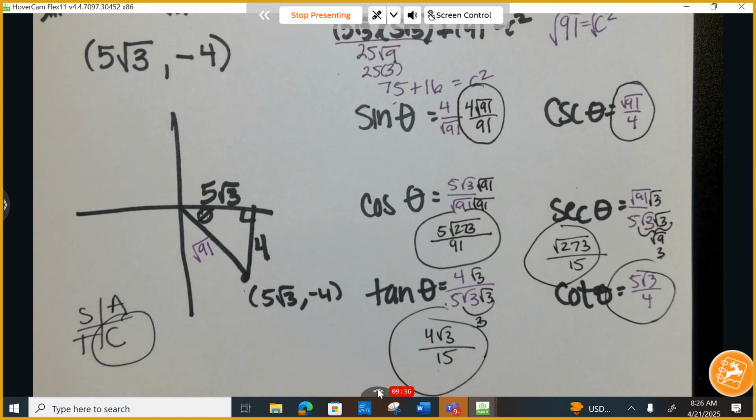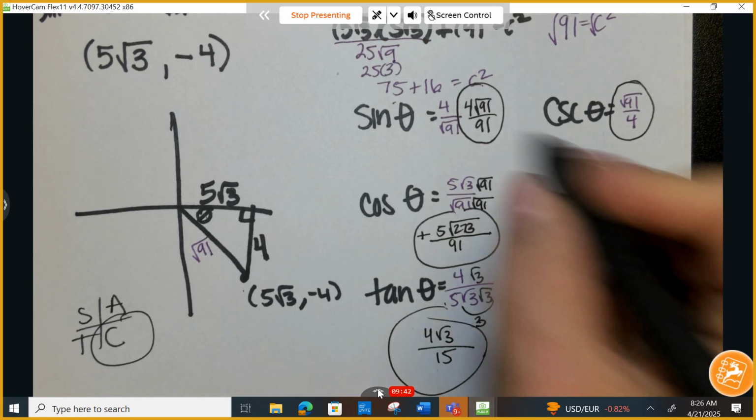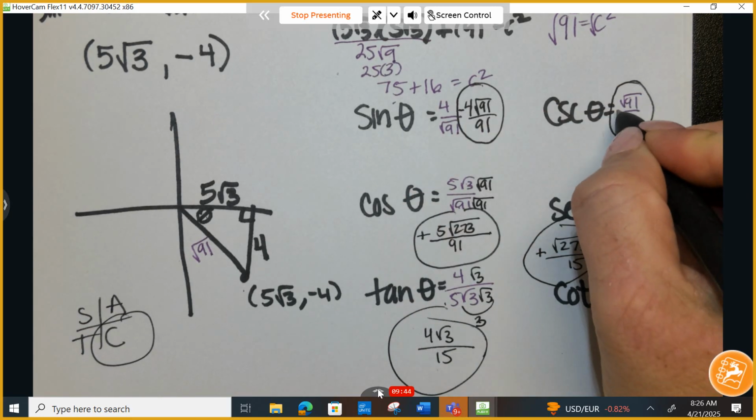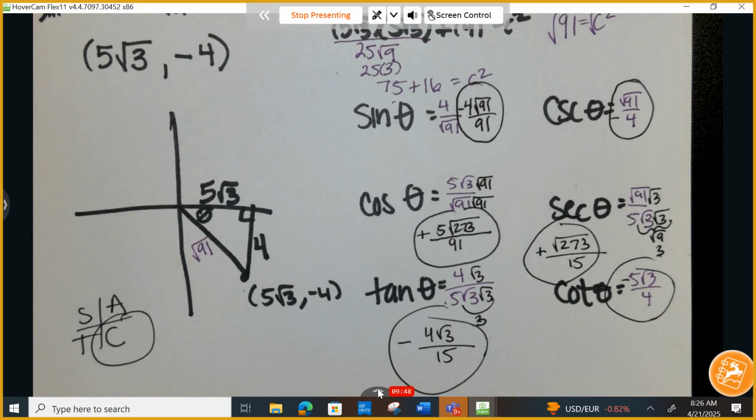This lands in quadrant 3. Only cosine and its reciprocal are positive. So throw a positive with cosine, its reciprocal. Everything else gets 1 negative. A question I often get asked is, where do I put the negative? Does it go up top, on the bottom, or in the middle? As long as you put 1 negative sign, whether it's top, bottom, or middle, it will be the correct answer.